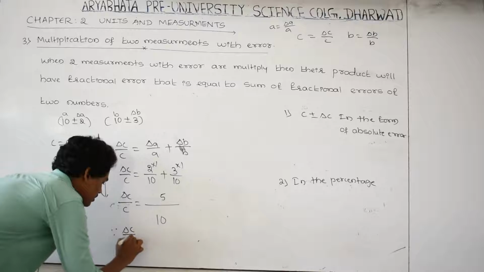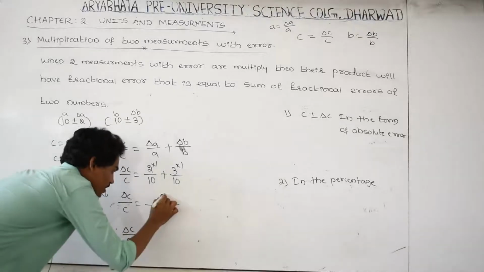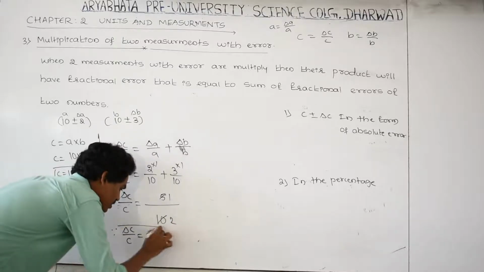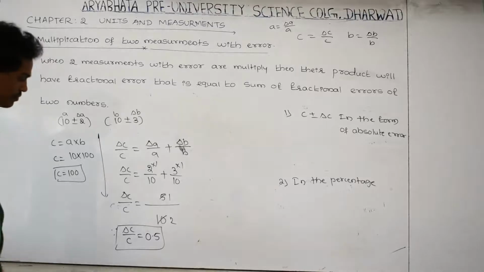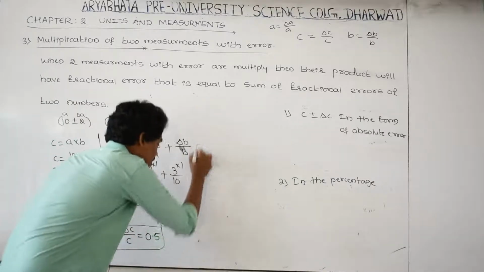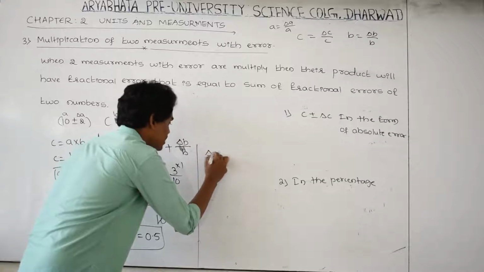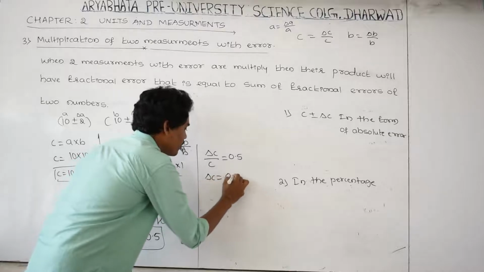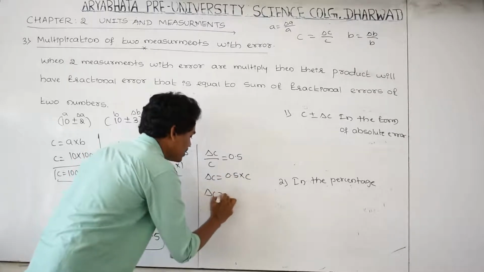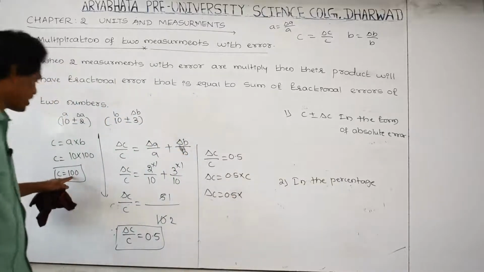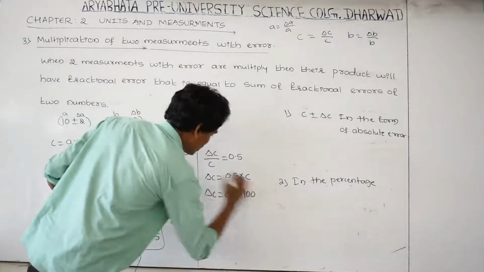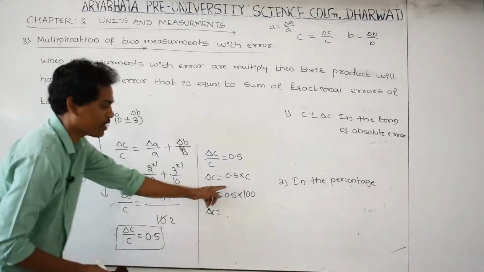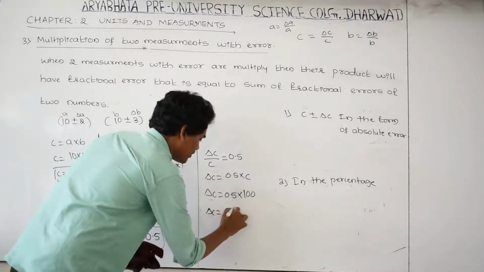Therefore, delta C by C is equal to 5 ones are 5, 5 twos are 10, means 1 by 2, which is equal to 0.5. This is delta C by C. Next, what is delta C? Delta C by C is equal to 0.5, so delta C is equal to 0.5 into C. What is C? You already obtained that, it is 100. So delta C is equal to 1 by 2 into 100, that is 50.